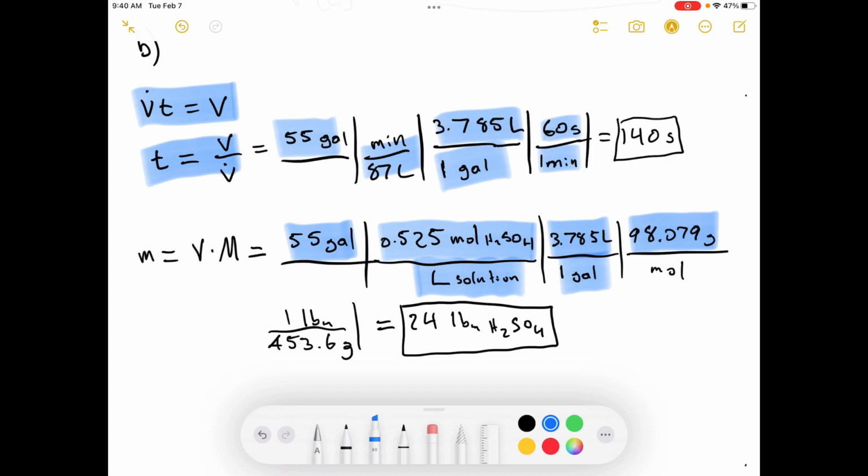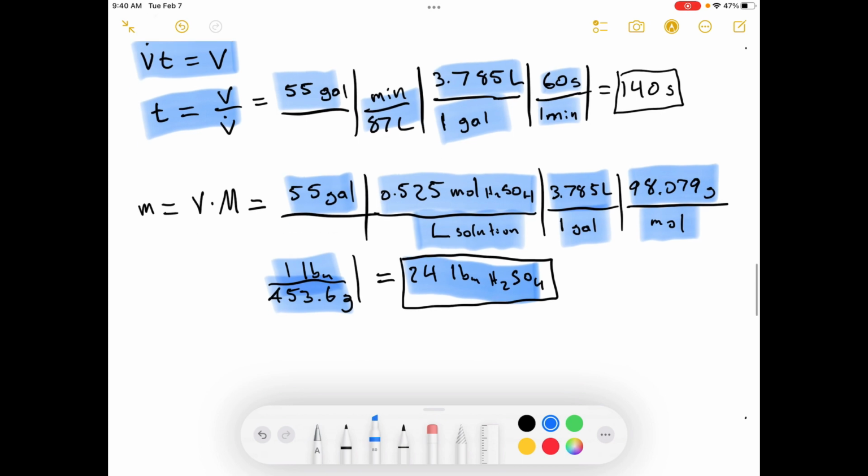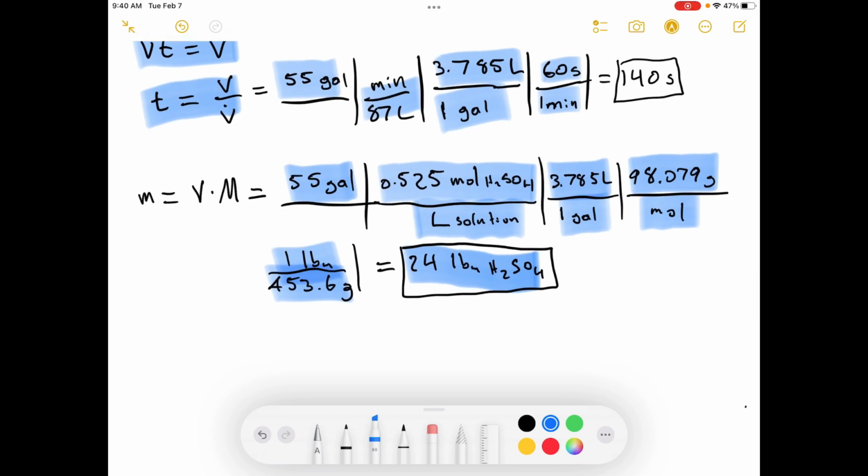And because this is in moles, we have to change it into mass because it asked for pounds mass. And then from grams into pounds mass. And we're left with 24 pounds mass sulfuric acid in the drum.